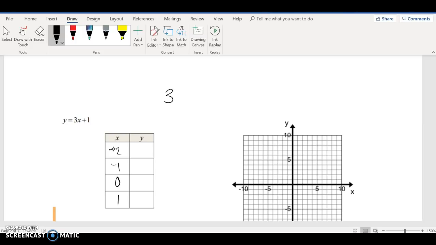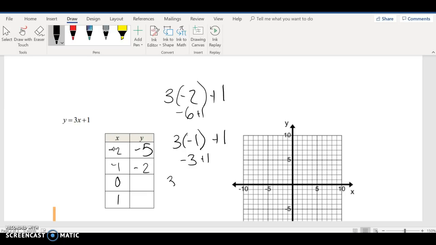So I know 3 times -2 plus 1. Well, 3 times -2 is -6. -6 plus 1 is -5. 3 times -1 plus 1. Well, that gives me -3. -3 plus 1 is -2. 3, plug in my 0. 3 times 0 is 0. 0 plus 1 is 1. 3 times 1 plus 1, well, 3 times 1 is 3, plus 1 is 4.